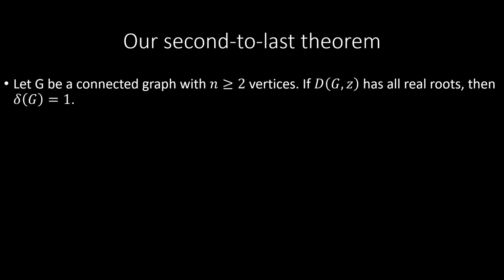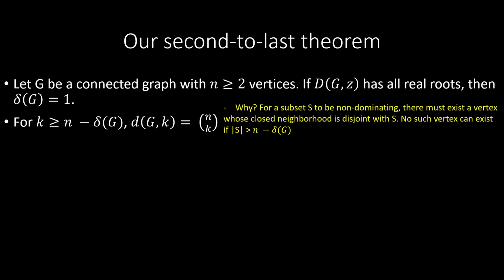To prove this, note that for k greater than or equal to n minus delta of G, the number of dominating sets with k vertices is exactly the number of subsets with k vertices. That is, no subset with greater than n minus delta of G vertices is non-dominating. This is because, for a subset S to be non-dominating, there must exist some vertex in the graph whose closed neighborhood is disjoint with S.